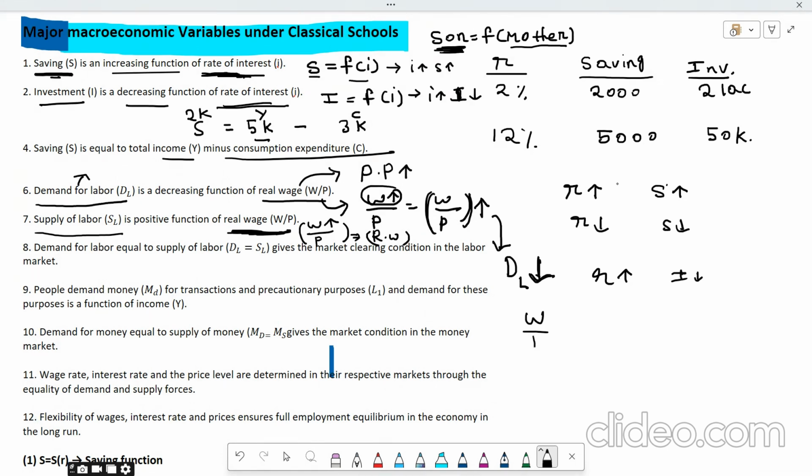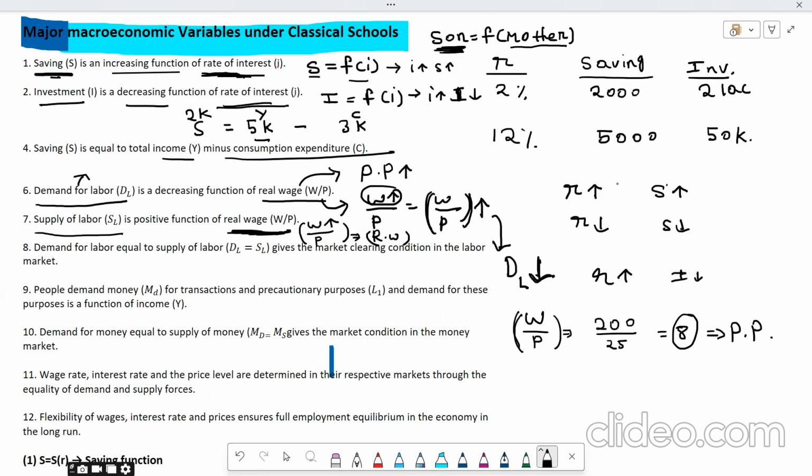Let me just clarify it. This is W by P. Suppose it is 200 by 25. So it is 8. Now this is purchasing power. That means whatever wage the producer is getting, by that wage he can actually get 8 products. I have discussed all this in the previous lecture, so I am not going to discuss it again.